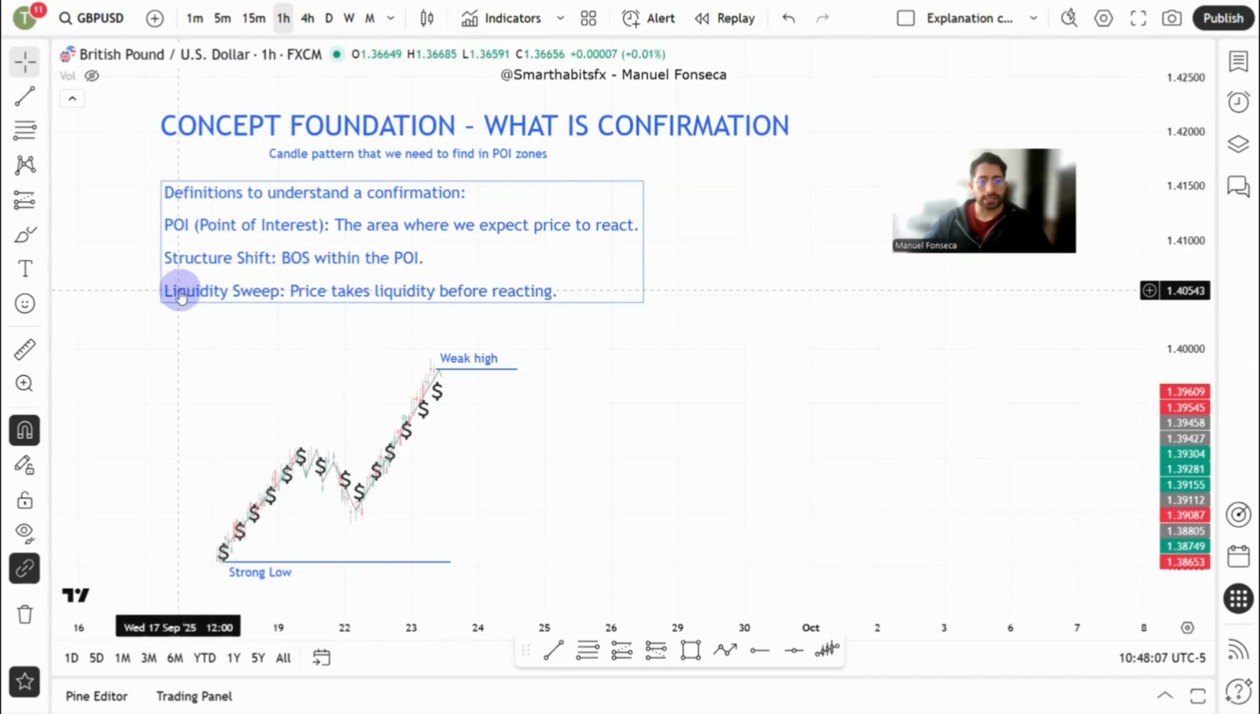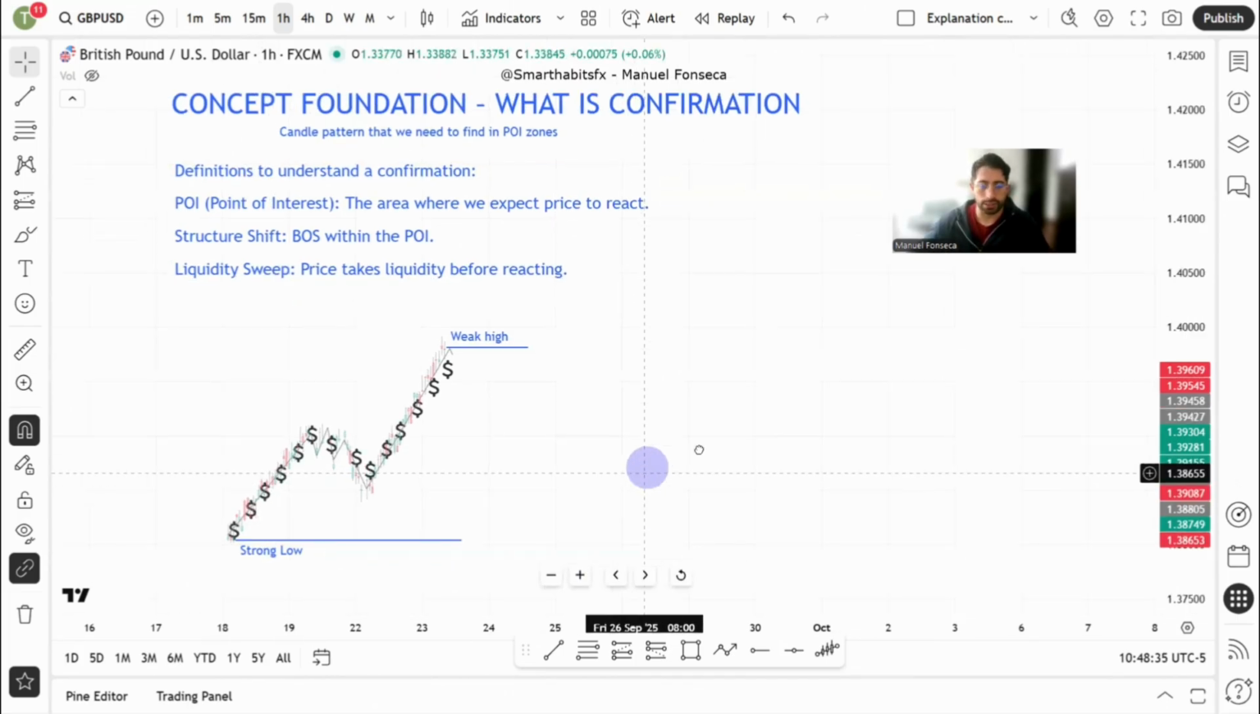Then the next concept we're gonna try to find is a liquidity sweep. Again, we have a video explaining liquidity in full detail, but a liquidity sweep is when the price takes the liquidity before reacting. And these are the 3 parameters we will need to comprehend in those zones to find a proper confirmation. Now, let's go to this drawing we have here.